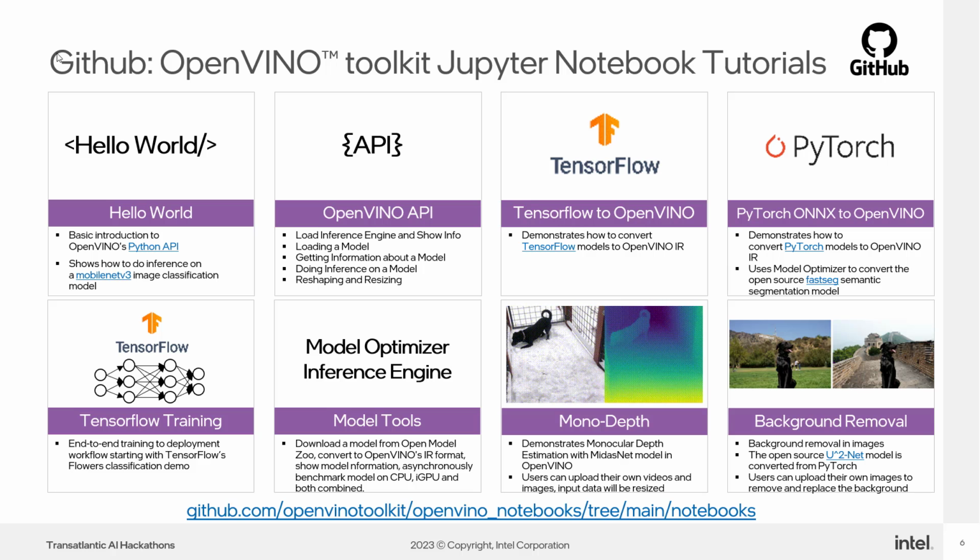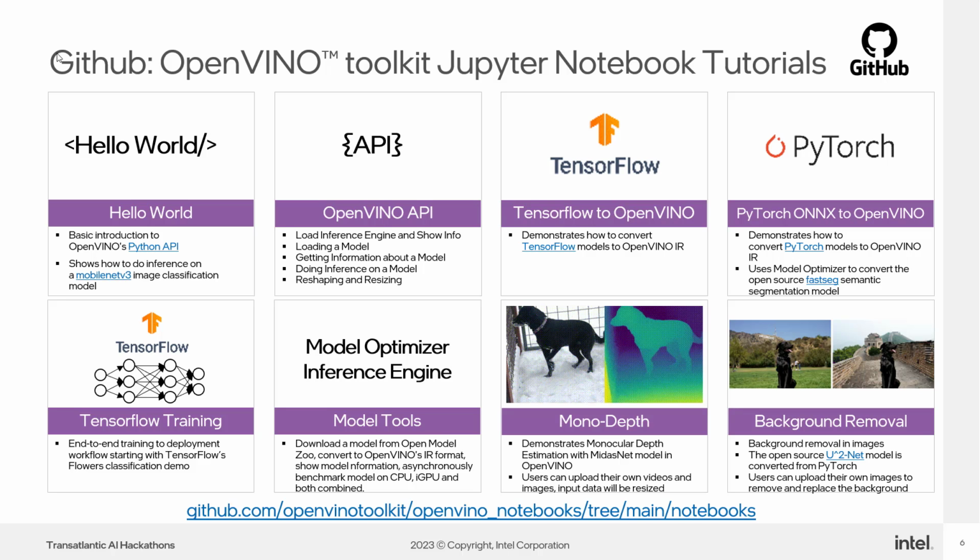At the OpenVINO Toolkit GitHub repository, we also have Jupyter Notebook tutorials. They're fantastic because they're executable code surrounded by written narrative. A number of examples, you could start out with the Hello World. It's a basic introduction to OpenVINO with a Python API. It shows you how to do inference with a MobileNet v3 image classification model.